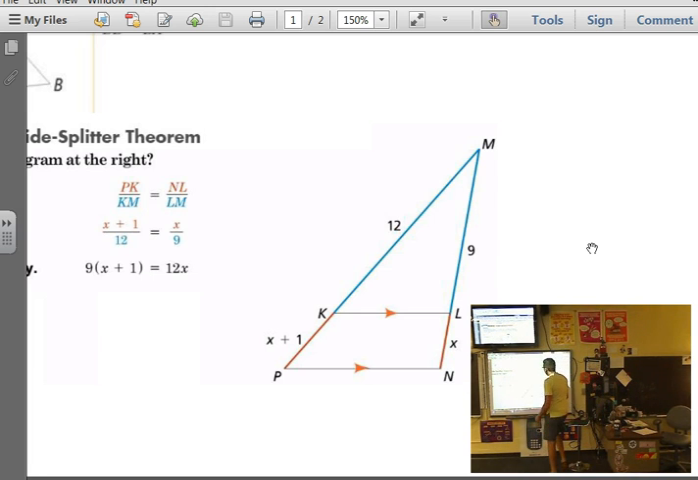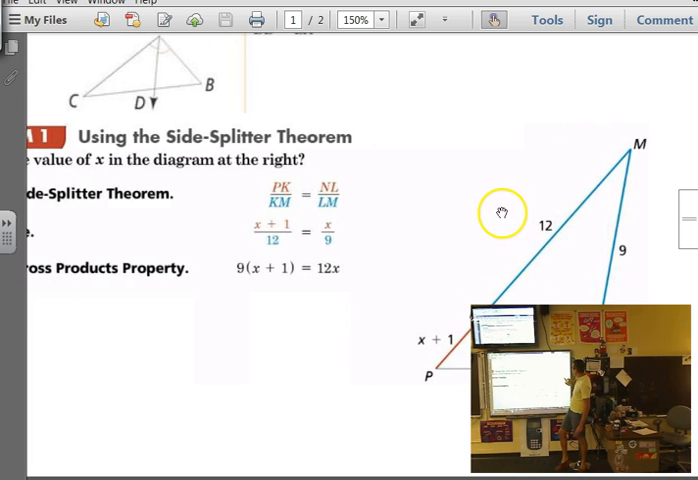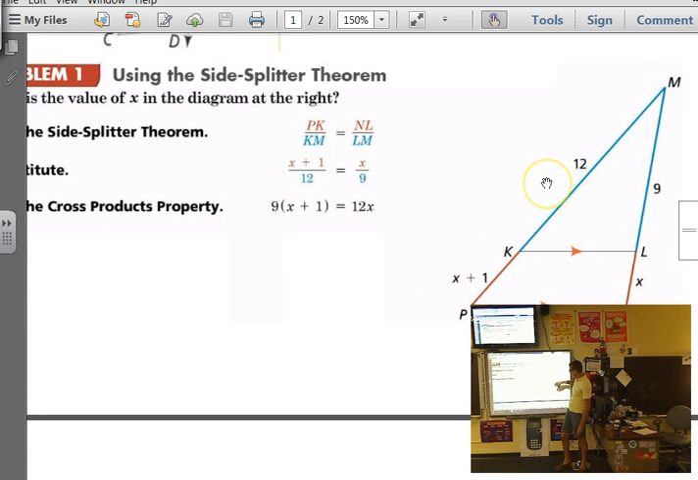But when I compare my segment to my segment of the same line, that has to be equivalent to my other segment to my other segment. So one ratio equal to the other ratio. Then I can cross multiply to solve. So now all we have to do is finish out the math to solve this.